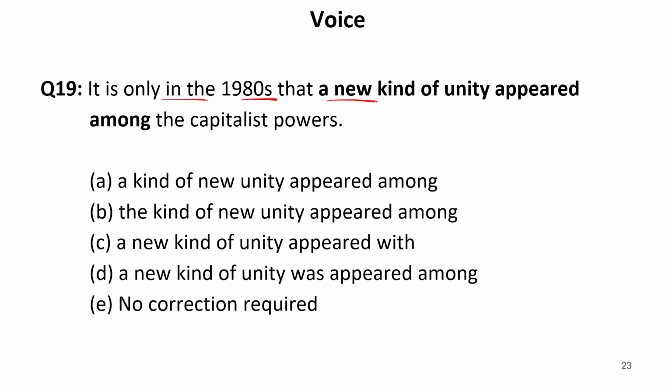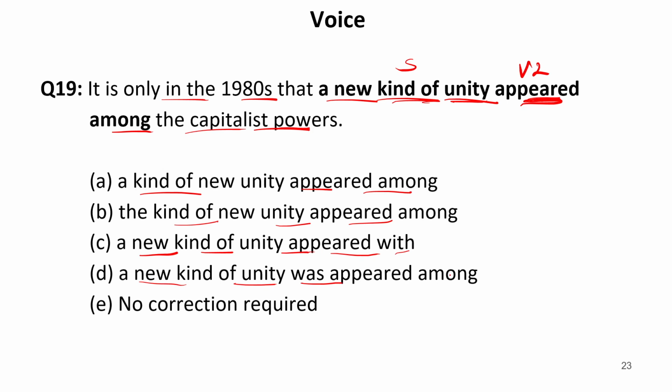It is only in the 1980s that a new kind of unity appeared among the capitalist powers. So a new kind of unity is the subject which appeared, the verb in the second form, among the capitalist powers. Now let us see the options. A kind of new unity appeared among. The kind of. A new kind of unity appeared with. A new kind of unity was appeared.